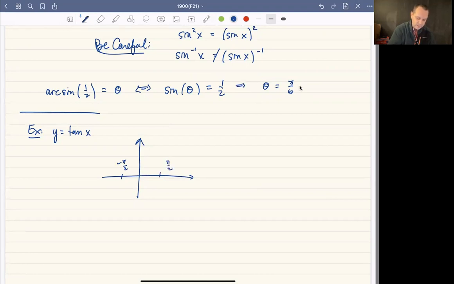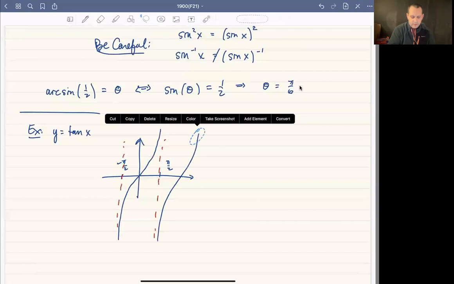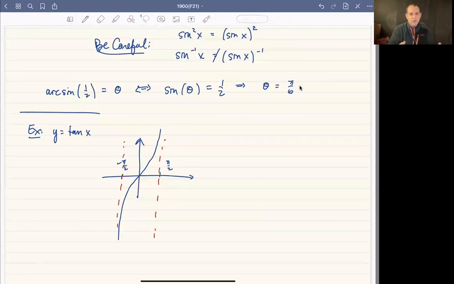And it has asymptotes. I'm going to draw them in red. It has asymptotes at pi over 2 and negative pi over 2. And it's going to look something like that. Okay, so this is tangent of x. And then it also repeats, except we're going to get rid of the terms that repeat, so that we have a one-to-one function so that it passes the horizontal line test again. Okay, so that's tangent of x.